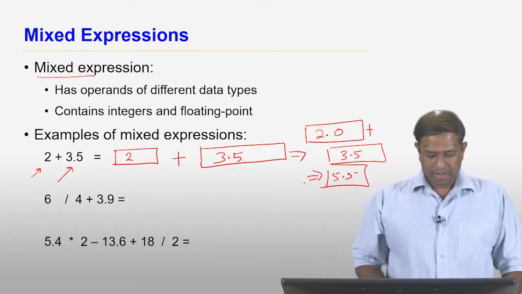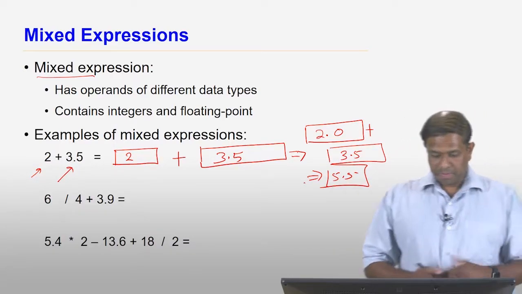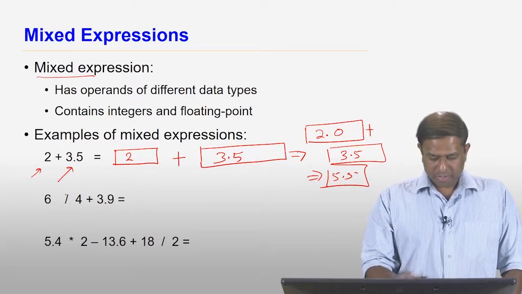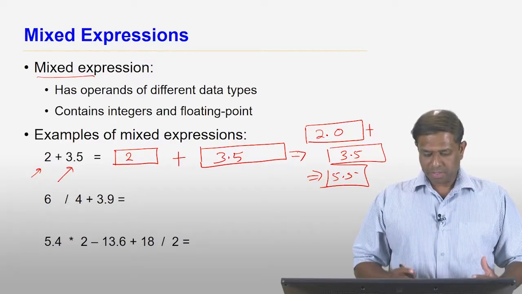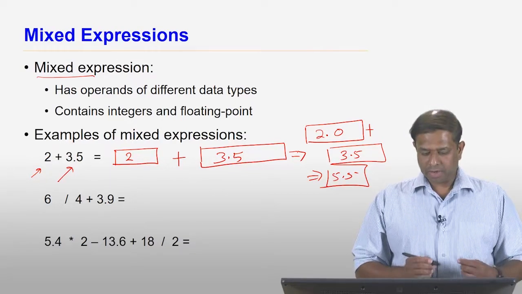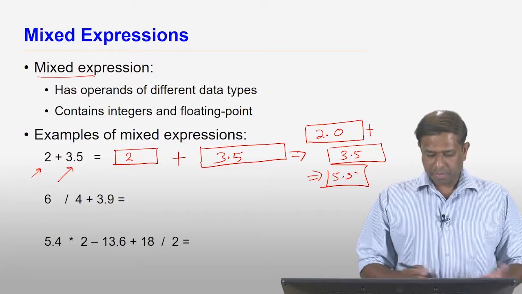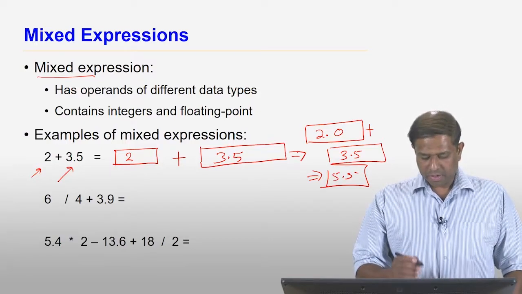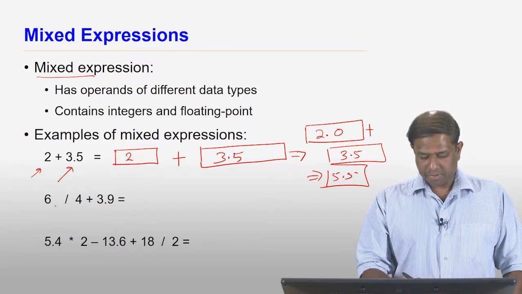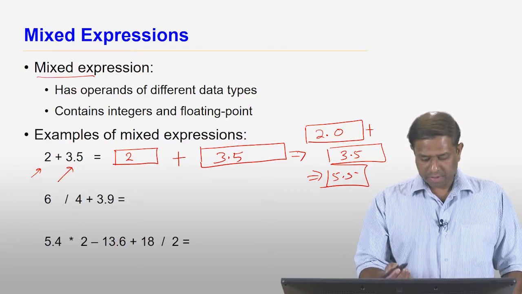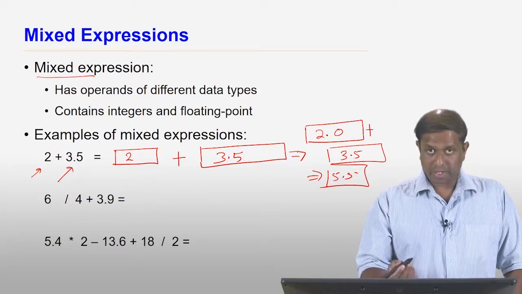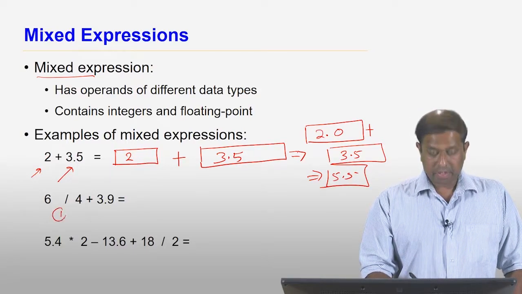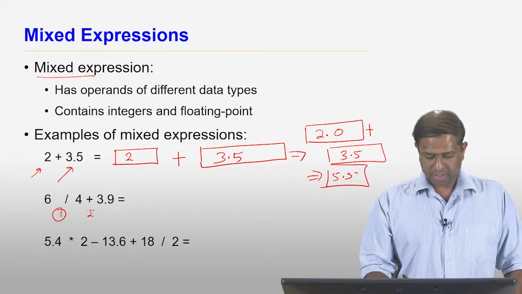Okay. Right. Now, let us take another example. In this example, we have 6 divided by 4 plus 3.9. When we are evaluating this expression, we need to look at the way that we are going to operate this expression, right. So now we have the division and the addition. Division has the highest level of operator precedence, right. Therefore, we will be doing this operation first and then this operation second.